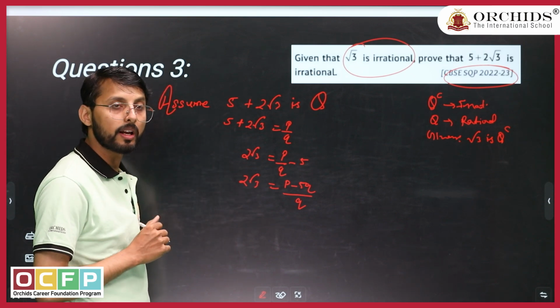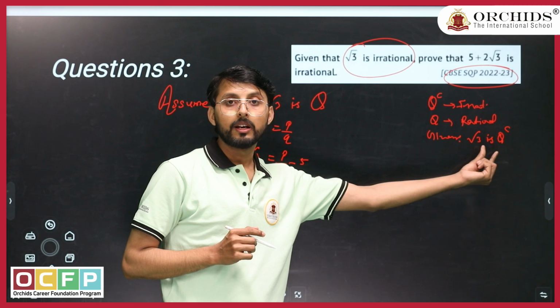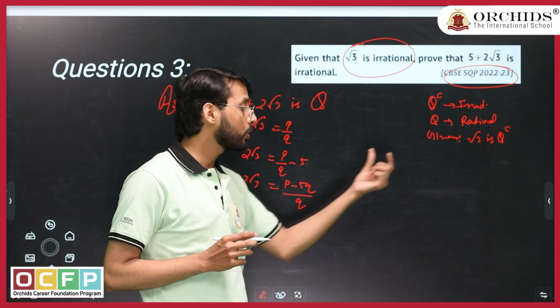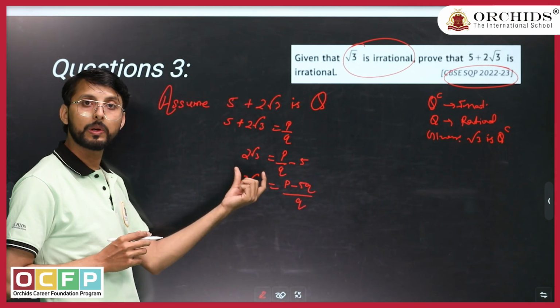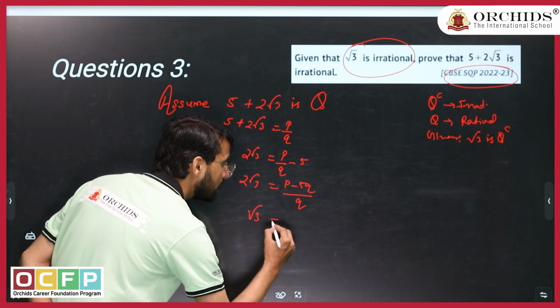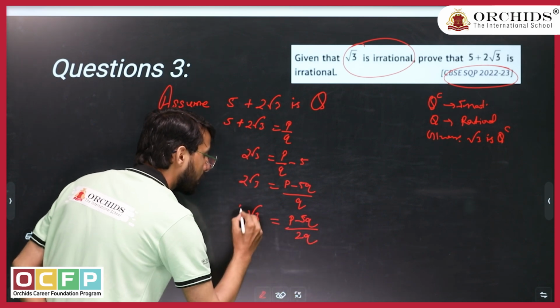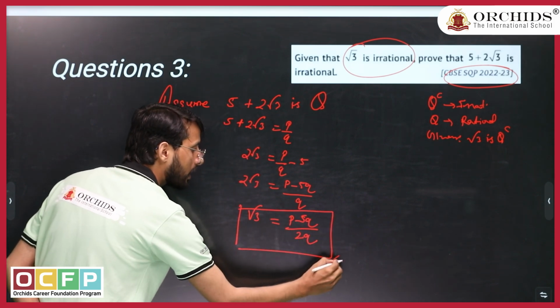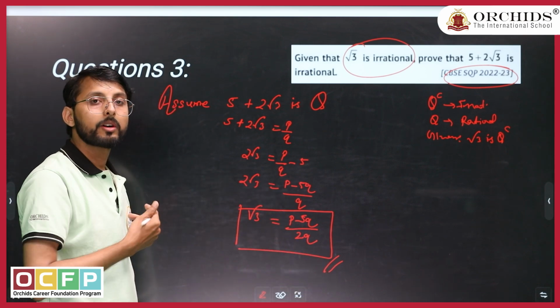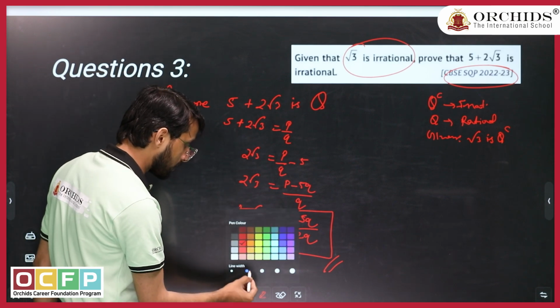But one problem I have. Here I am getting 2 root 3, and in the question they have given root 3. So it means I have to remove the 2. How to remove 2? Since 2 is in the multiplication part of root 3, it will go to the division part. So root 3 is equal to p minus 5q by 2q. Now again we have to stop here, and this is our last line. After that what we have to do? Just do the comparison between LHS and RHS.